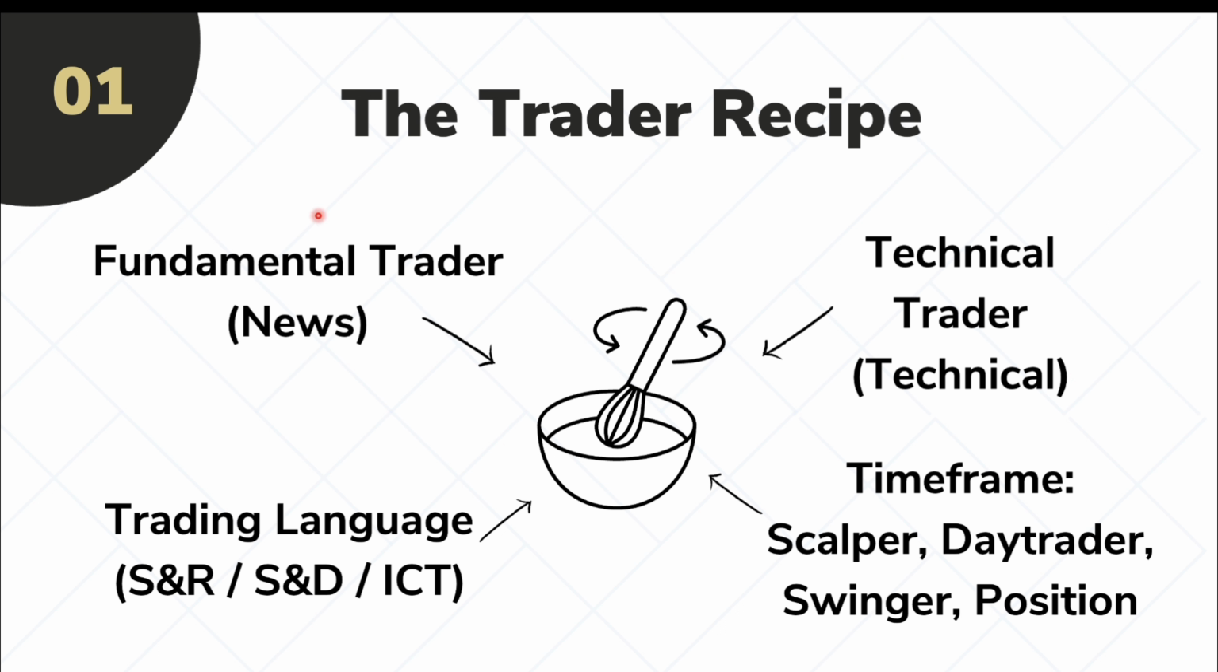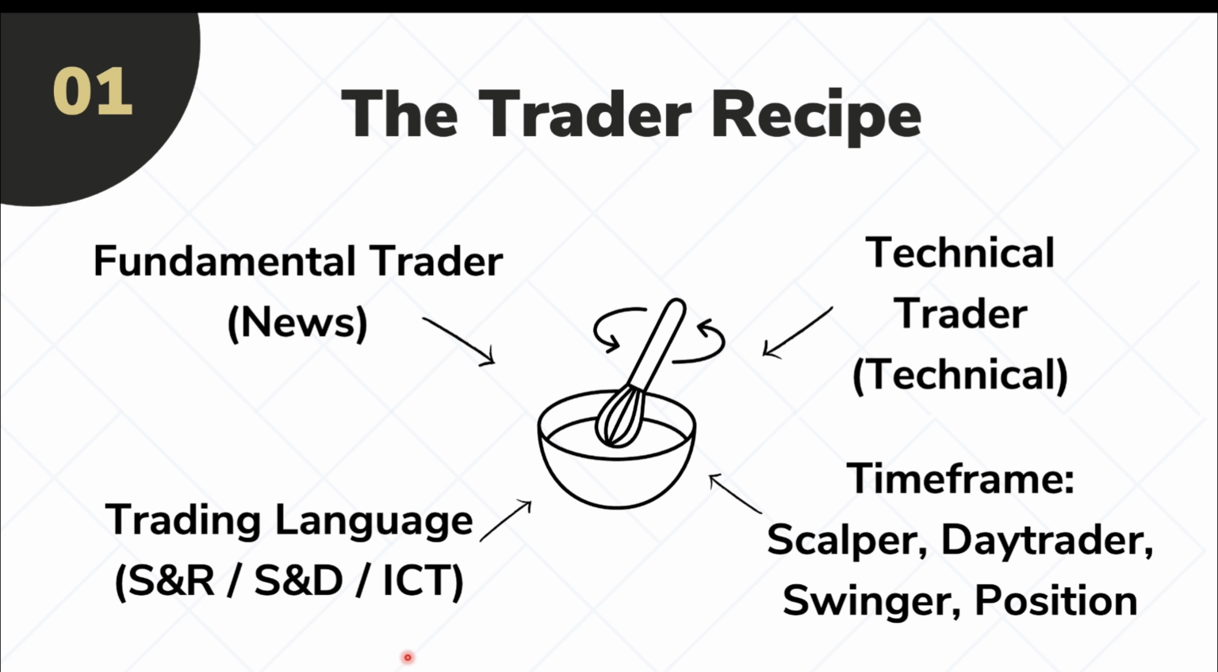So a fundamental trader focuses on the macroeconomic conditions, so mainly focus on news, and a technical trader mainly focuses on technicals. You should be a bit of both. So put a little bit of both in a recipe and you should be good. Some traders are more towards fundamental and some are more towards technical, but you can be both.